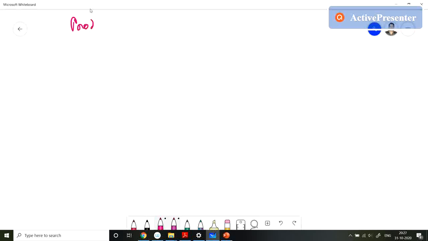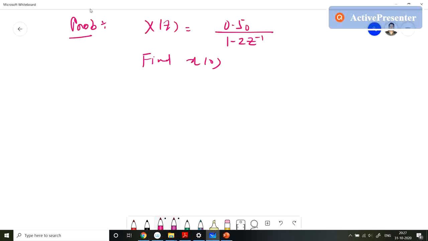Now let us solve this problem. X(z) is given as 0.50 divided by 1 minus 2z inverse. Find the value of x[0], and the ROC is given, that is, the ROC is modulus of z less than 2.